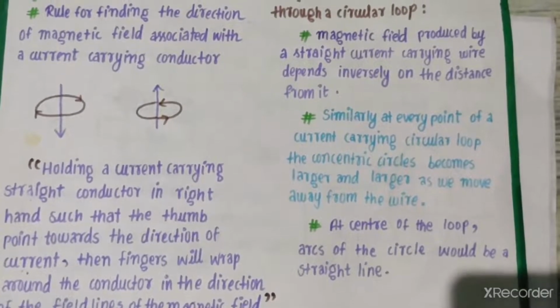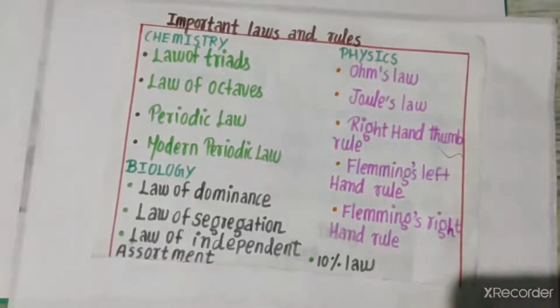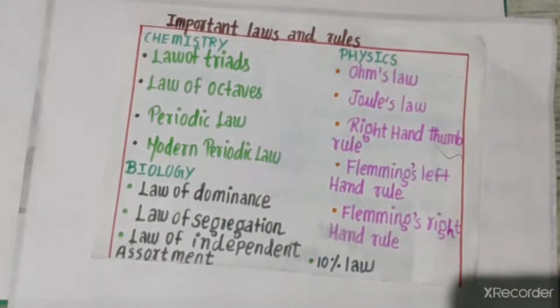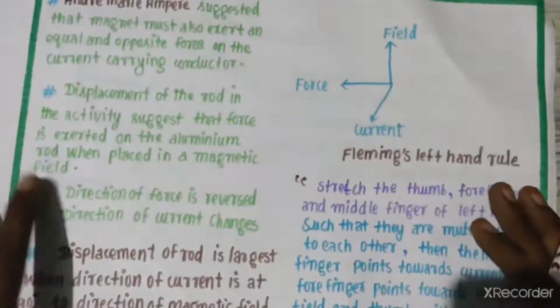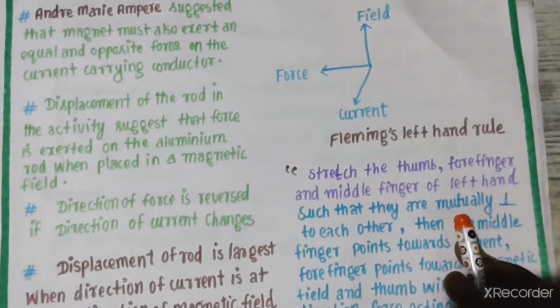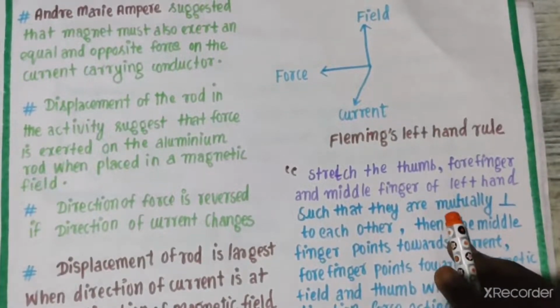Next, what we have is Fleming's left hand rule, guys. So Fleming's left hand rule will also be very easy. Okay, so for what purpose are we using Fleming's left hand rule? What do you have to do with a current carrying conductor?